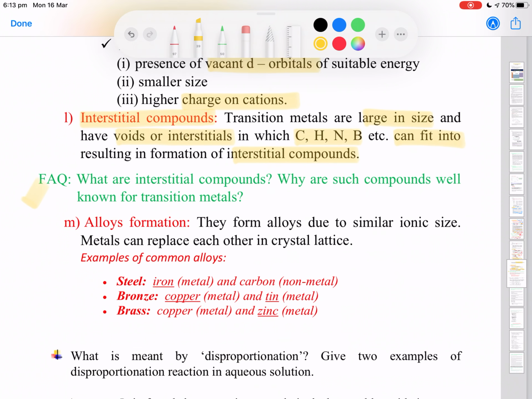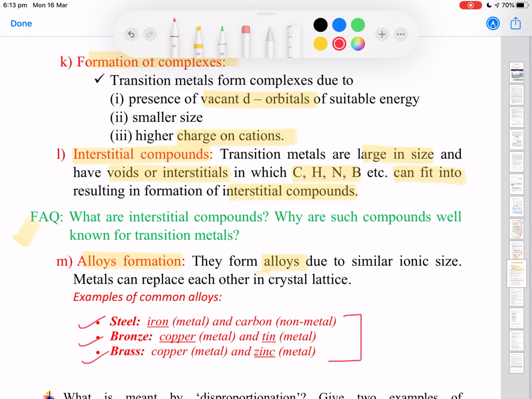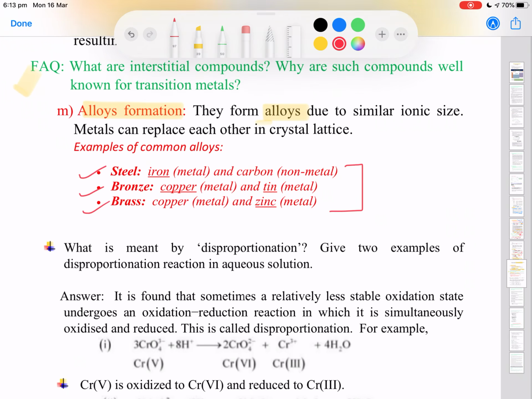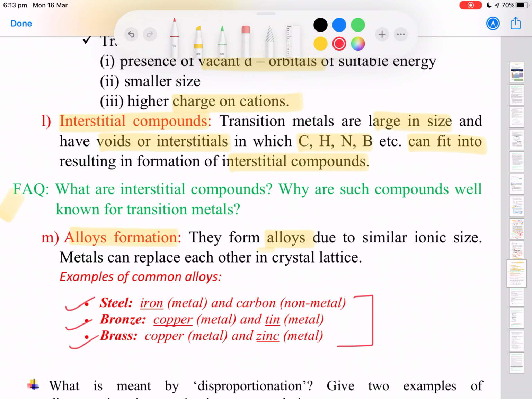And they also participate in the formation of alloys. An alloy is a homogeneous mixture of a metal with another metal, or a homogeneous mixture of a metal with a non-metal, right? So here I have highlighted 3 alloys for you. You need to learn the composition. That's very important. They can ask you in the board exam. So we have discussed all this, and this disproportionation reaction I would like to discuss in the next video.